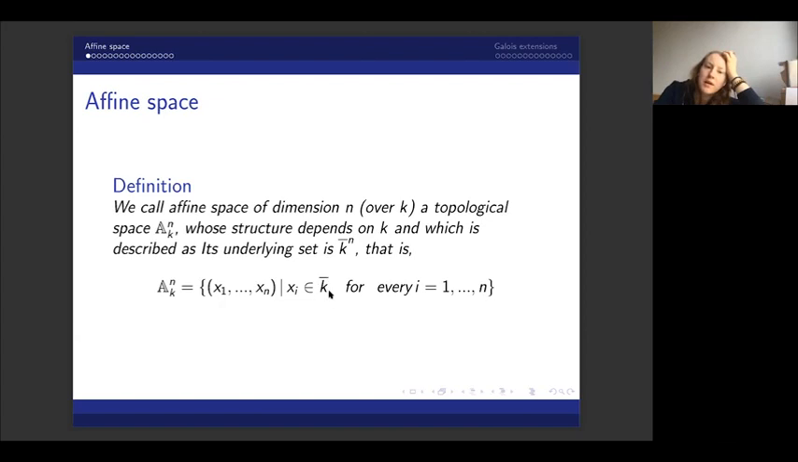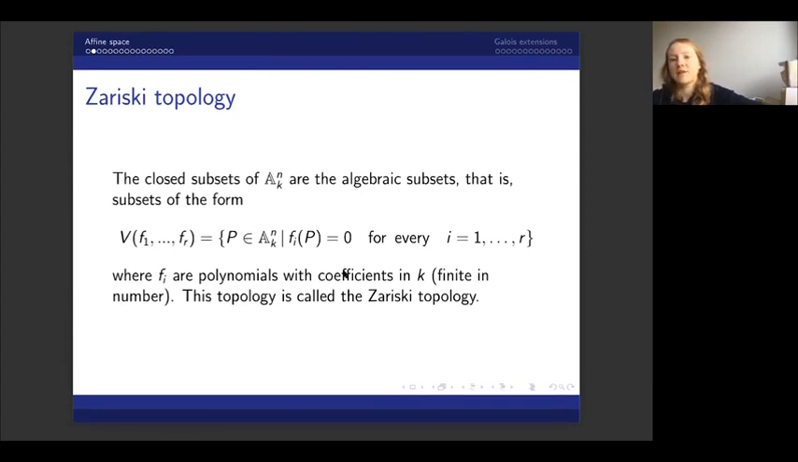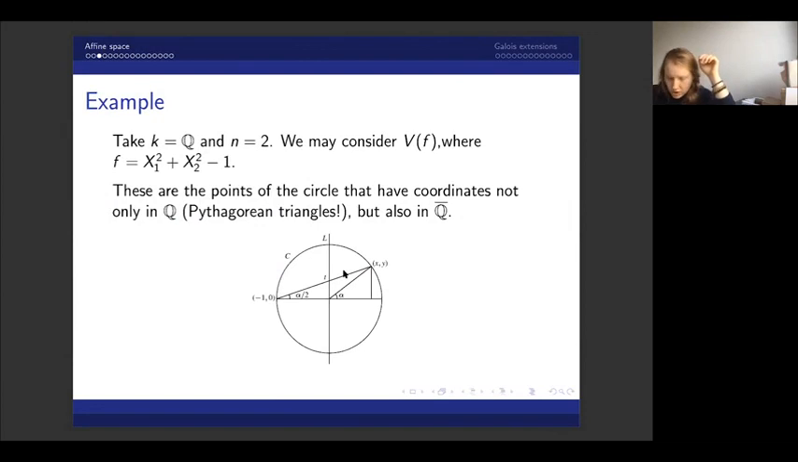as follows. It's defined in K bar, the x_i's, you have this n-tuple. For people working in algebraic geometry, something very important happens here. The closed subsets of this affine space are the algebraic subsets, which are of this form. So we go back to the first slide of the talk, where we had a set of polynomials F_i, and here you have points living in this affine space over K of dimension n. You have polynomials with coefficients in K. And this topology is called the Zariski topology. The Zariski topology is slightly different from what we have talked about, right?